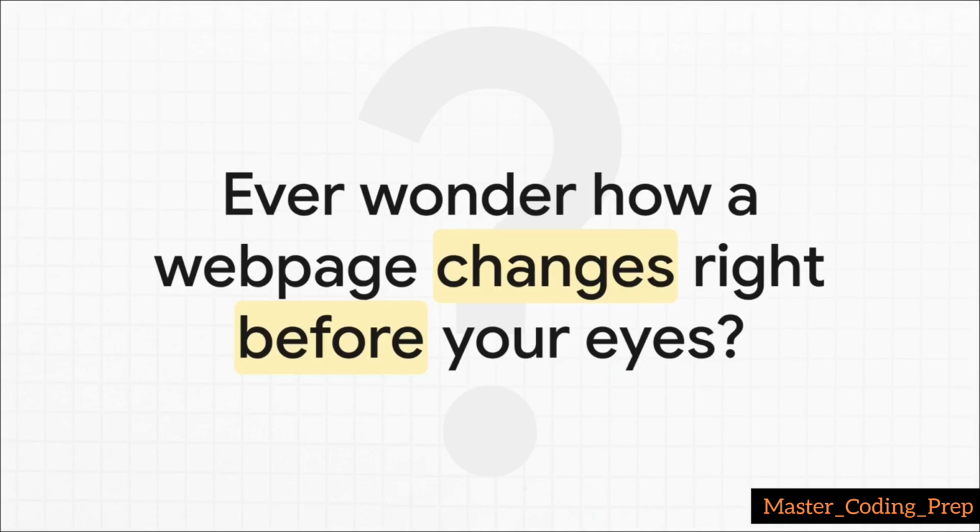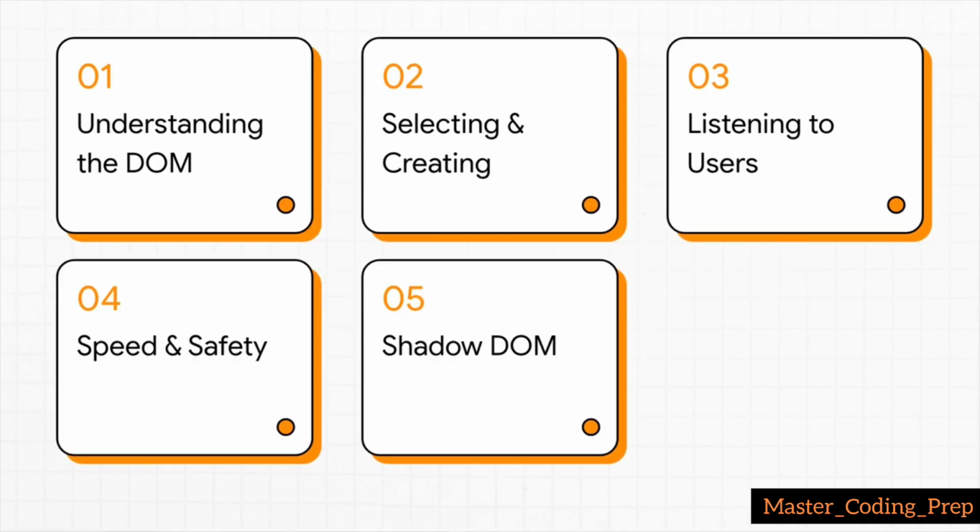How does a static file of code turn into this living, breathing thing? Well, the answer to all of that is the DOM. So here's our game plan. We'll start with the basics, just understanding what the DOM even is. Then we'll get into the fun stuff, selecting and creating content and making pages interactive by listening to users. After that, we'll level up and talk performance and security. And finally, we'll peek into the future with something called the Shadow DOM.